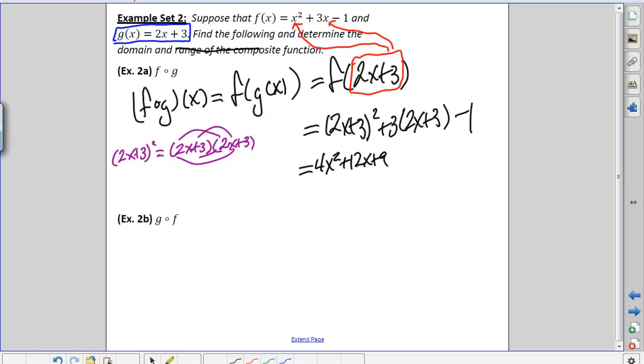We can also distribute that 3. So plus 6x plus 9 minus 1. And then combine all of our like terms. 4x squared, a 12x and a 6x make an 18x. 9 and 9 is 18, minus 1 is 17. So 4x squared plus 18x plus 17 is f of g. Okay, this is f of g of x.